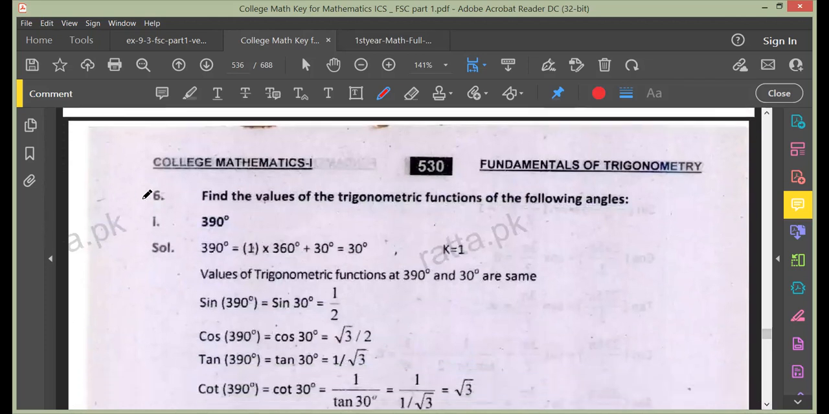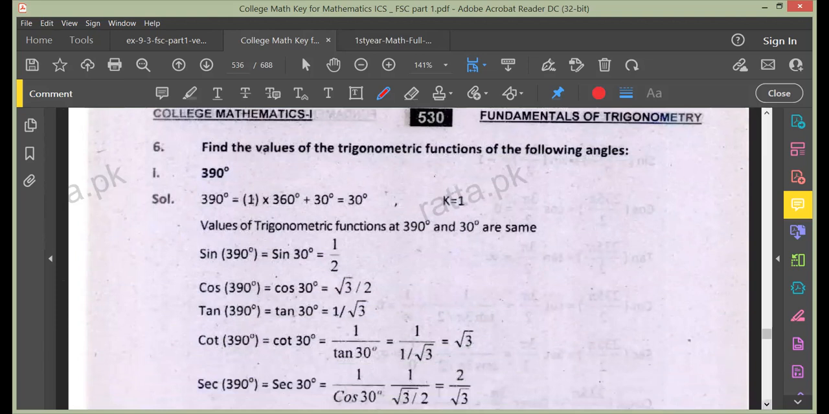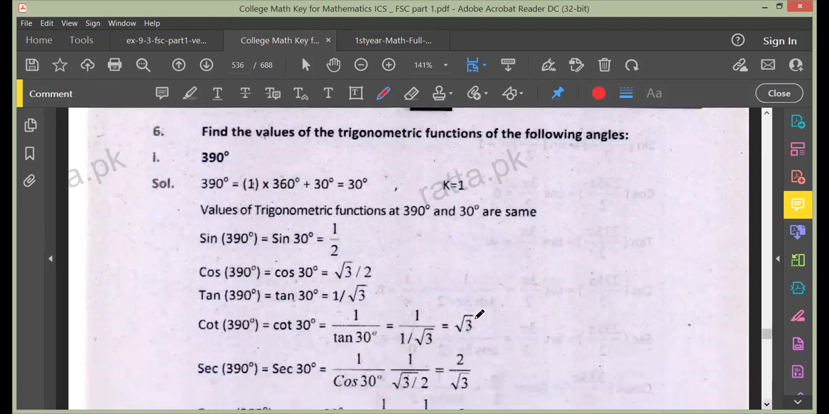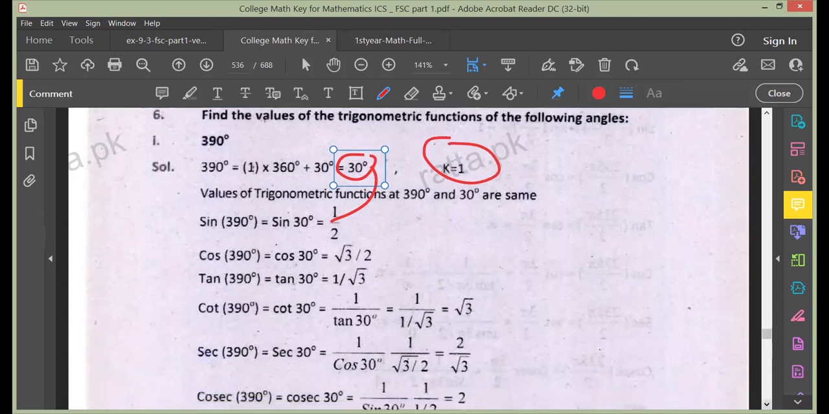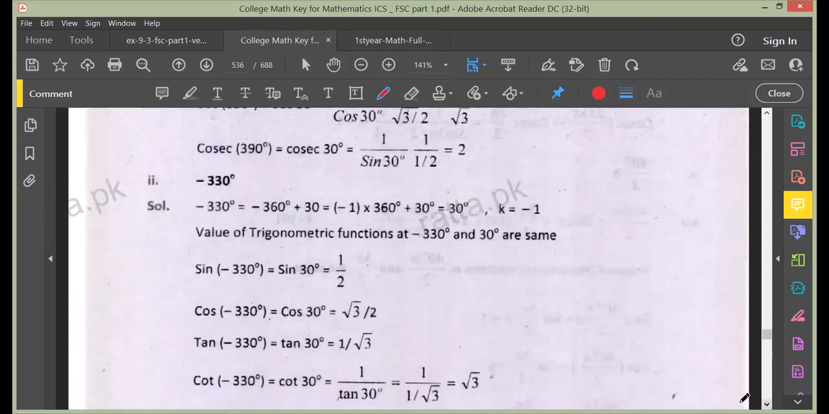Similarly, as we discussed for question number 5, question number 6 is similar to our previous question. So this is the solution of question number 6. For the first part of the question we will write 60 plus 30. We have to find the values of trigonometric functions, because k is equal to 1 here. So we will find the values of trigonometric functions at angle 30. Similarly, this is 330. So you can write it as 360 plus 30, so this is equal to 30. k will be equal to minus 1.